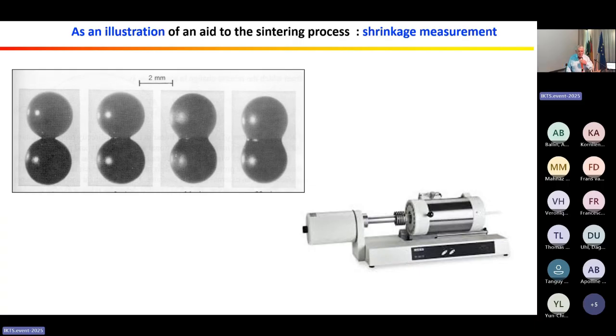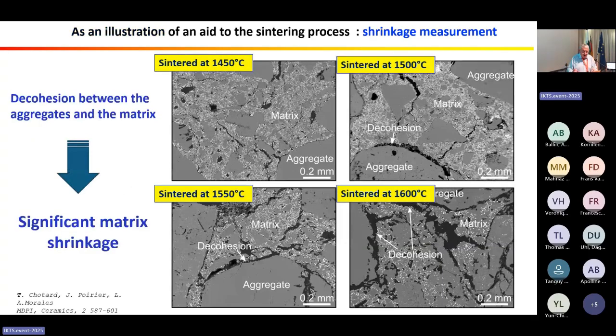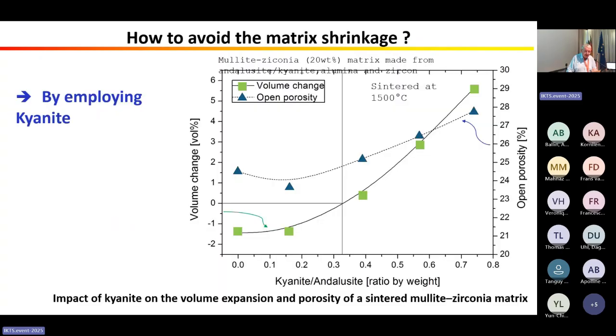But we can also use laboratory measurements, and especially the shrinkage measurement, which is very useful for the formulation of refractories. So here you can observe the effect of the shrinkage for the same products at different sintering temperatures. We observe a decorrelation between the aggregate and the matrix, and a significant matrix shrinkage when we are at high temperature. So it's not acceptable for the formulation of refractories.